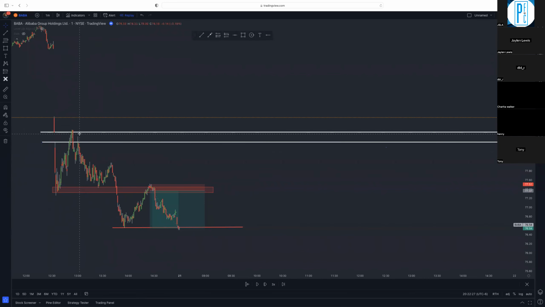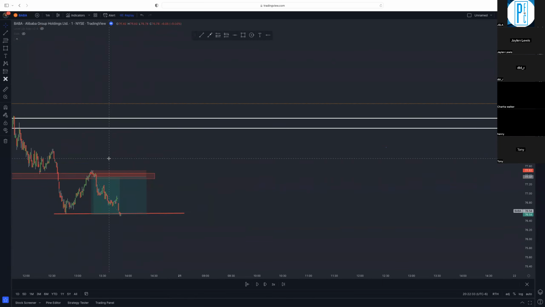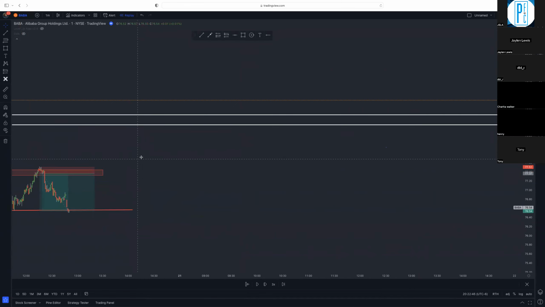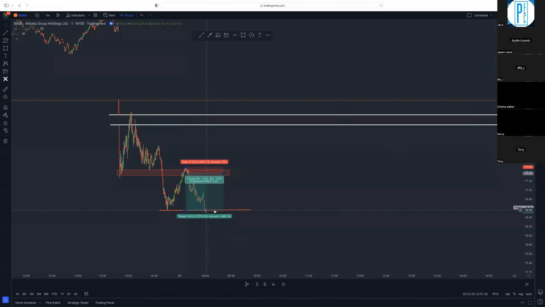We got a rejection off the gap levels, and there we go. We came back down. We did not take this initial move down. The reason why I like trading the break and retest is, I love the break and retest, and the reason why is because the break and retest gives you an automatic target, so you know where you can sell your position.